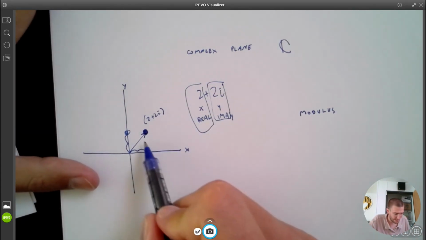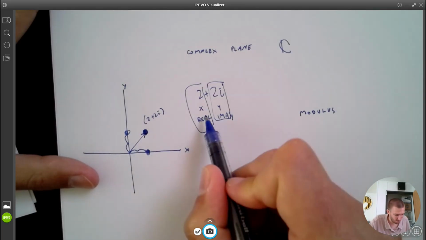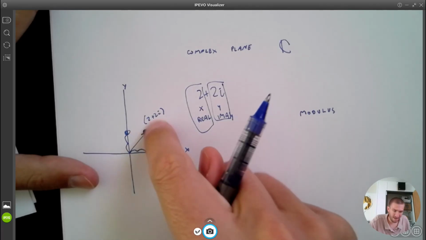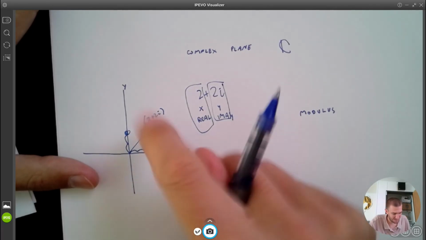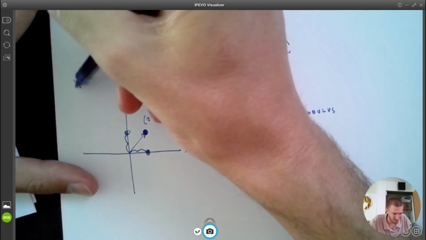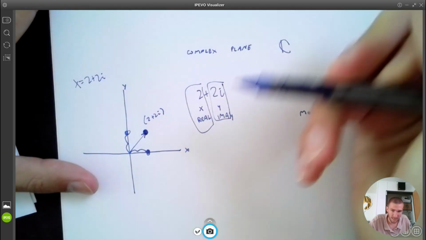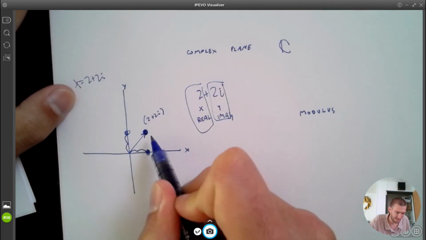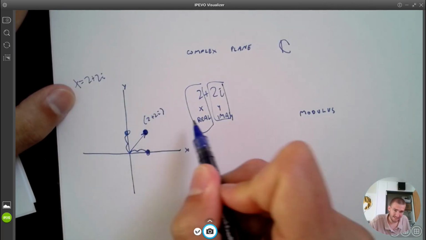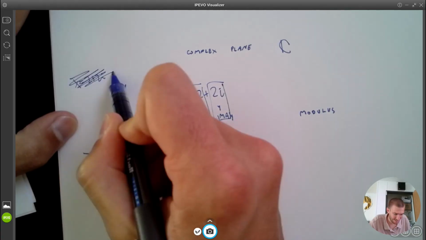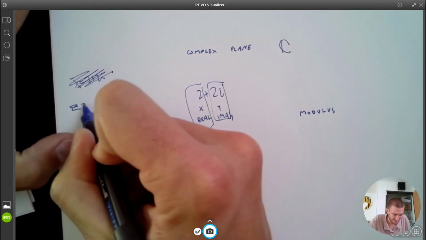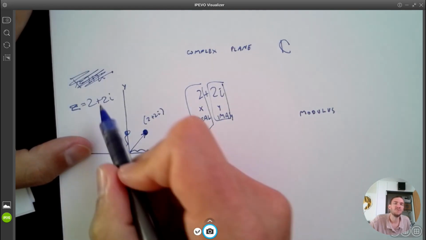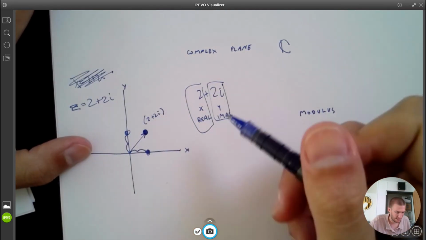Now, the weirdest thing about doing this a lot of times is that now we're using x and y to graph this. And that means that they don't want to tell you x equals 2 plus 2i because we're already using the x. So instead, they'll tell you z equals 2 plus 2i. And that's to avoid using the same variable multiple times.